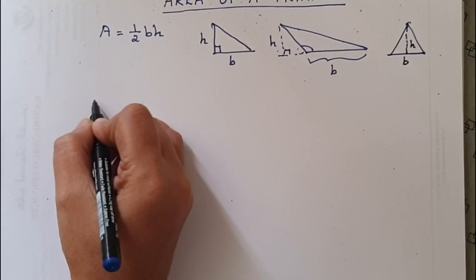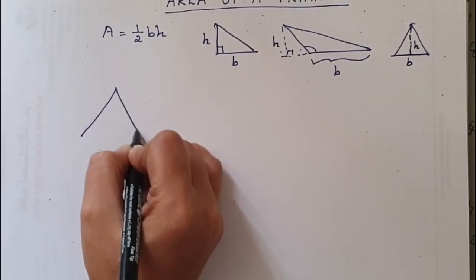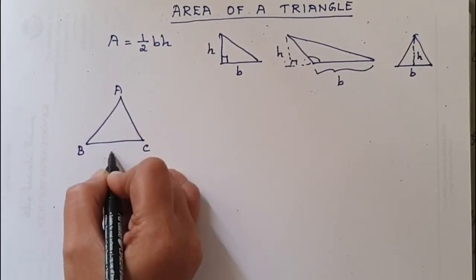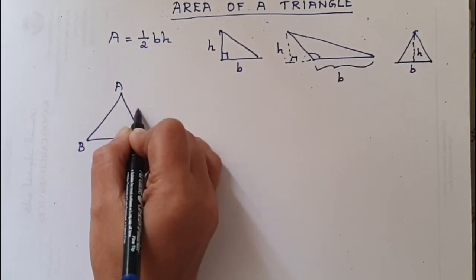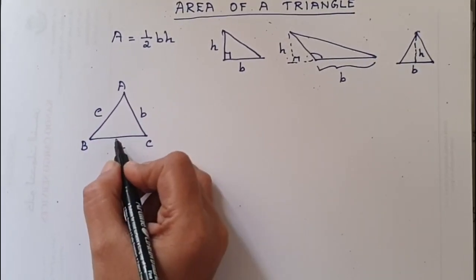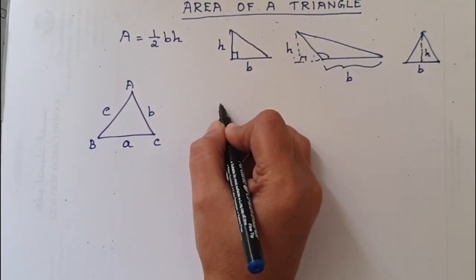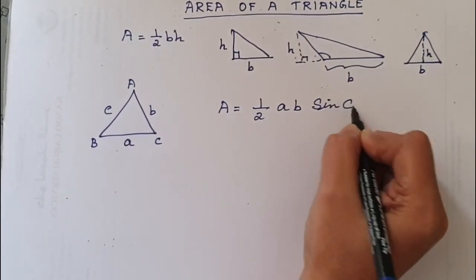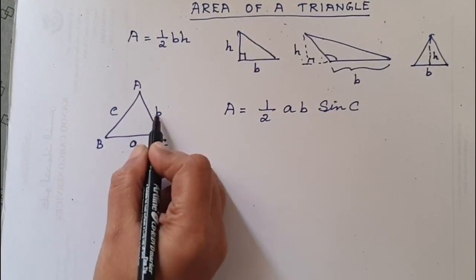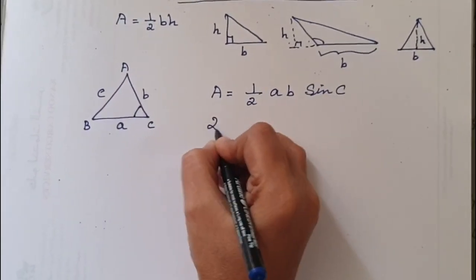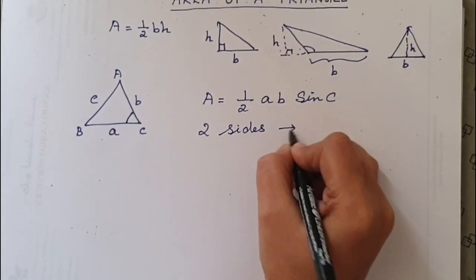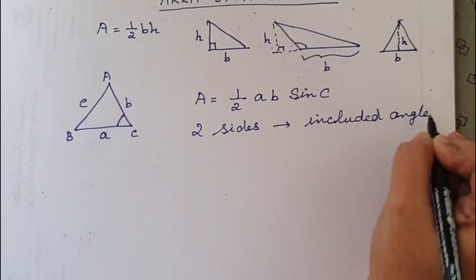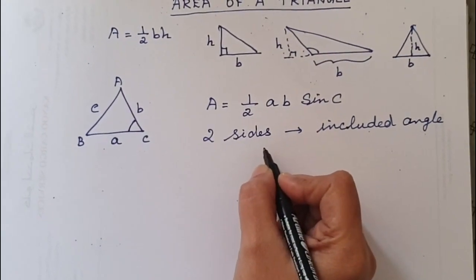Now in order to apply trigonometry, if it is a triangle A, B and C, as usual the side opposite to the angle A is A, and this is B and this is C. Now the area of a triangle in trigonometry is area equals half AB sine C. That is, we need to have two sides and the included angle given. With two sides and the included angle given, we can find the area of the triangle.